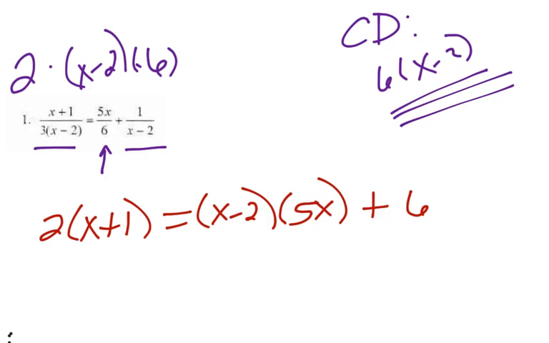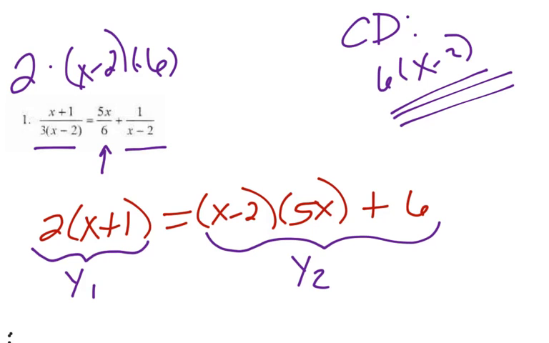Now notice that I didn't actually distribute. I didn't actually multiply. It's okay because we're going to let the calculator do the hard work for us. When you have an equation, if you put the left side into y1 and the right side into y2, your answer is going to be where they cross each other. So you would do second calc number 5 for intersect.